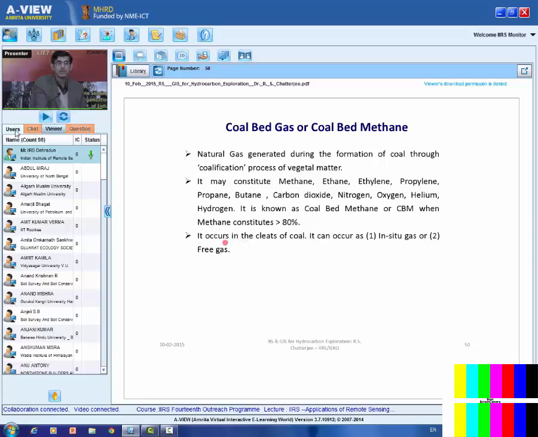As I already told you, coal bed methane occurs in the cleats of the coal. It can occur as in situ gas inside the coal. It is adsorbed, so to release it you need to depressurize and heat it, and only then will the gas come out. There are procedures for this, and sometimes the gas may be accumulated in the fractures. In the fractures within the coal formation, coal bed methane can occur as free gas.